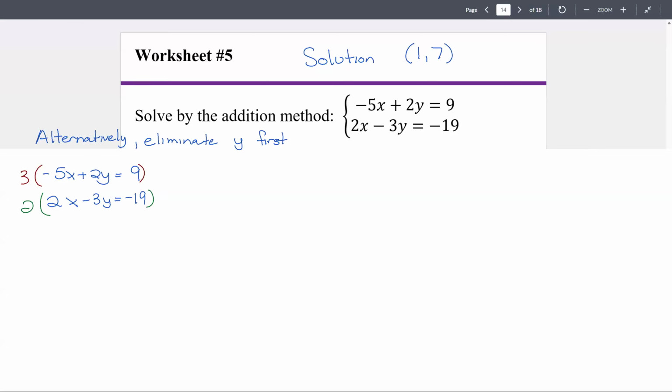So if I continued that, that'd be negative 15x plus 6y equals 27. And then we're going to have on the bottom, 4x minus 6y is going to equal, second, I gotta double check that I did that one right in my head. 19 times 2. Yeah, negative 38.